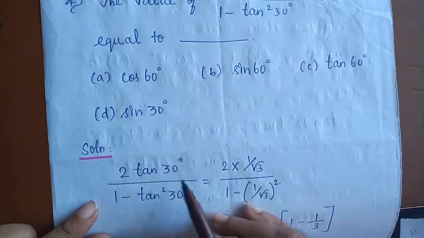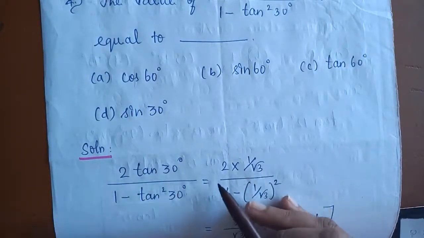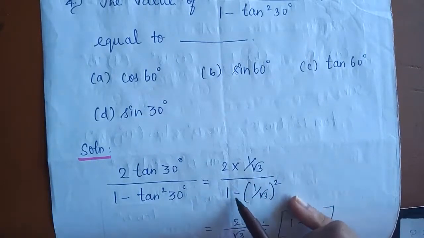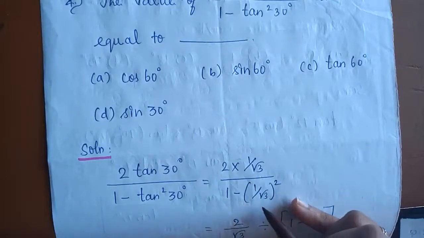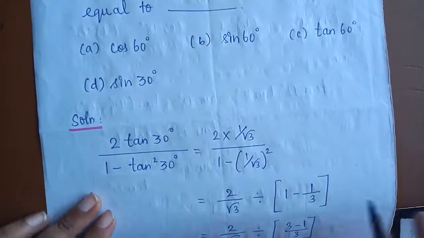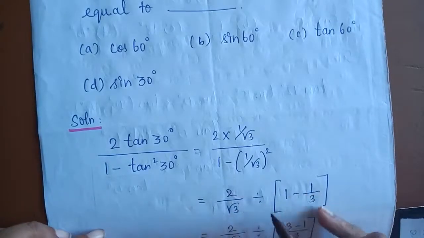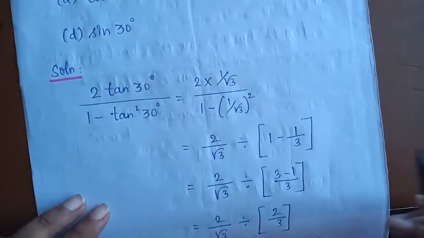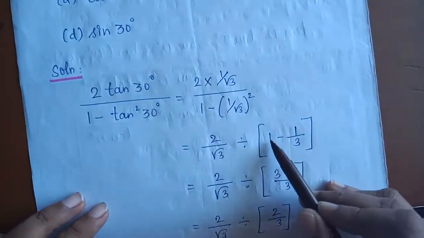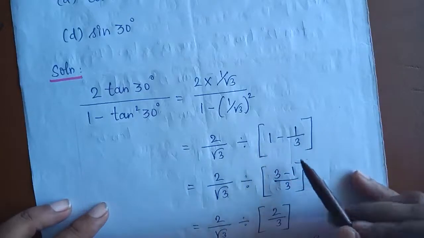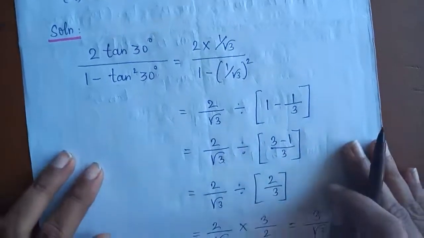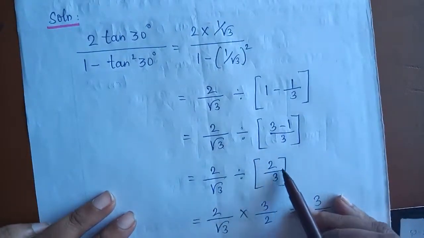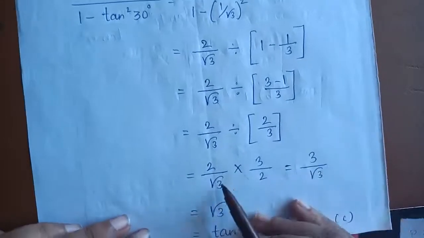You know tan 30 degree is nothing but 1 by root 3. So which is equal to 2 into 1 by root 3, the whole thing divided by 1 minus (1 by root 3) the whole square, which is equal to 2 by root 3 divided by 1 minus 1 by 3. Cross multiplication: 3 into 1 is 3, minus 1, so 3 minus 1 by 3, which is equal to 2 by root 3 divided by 2 by 3.